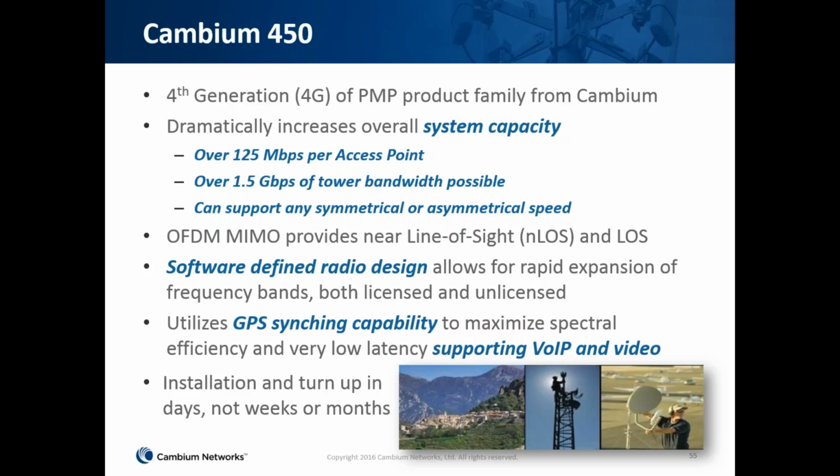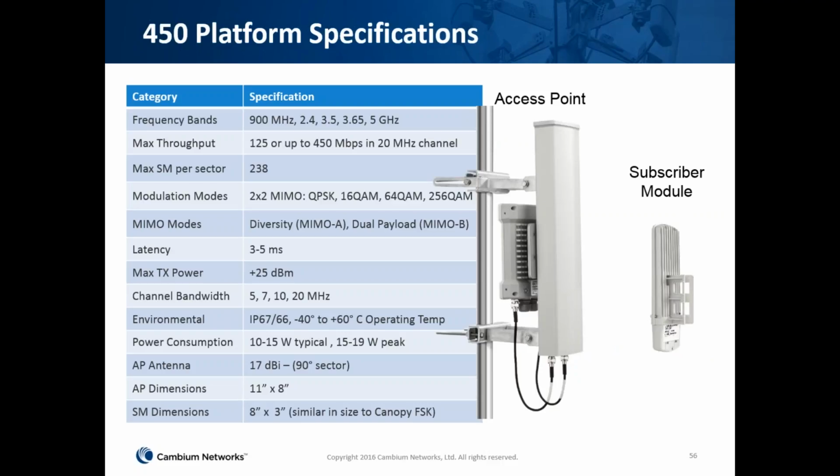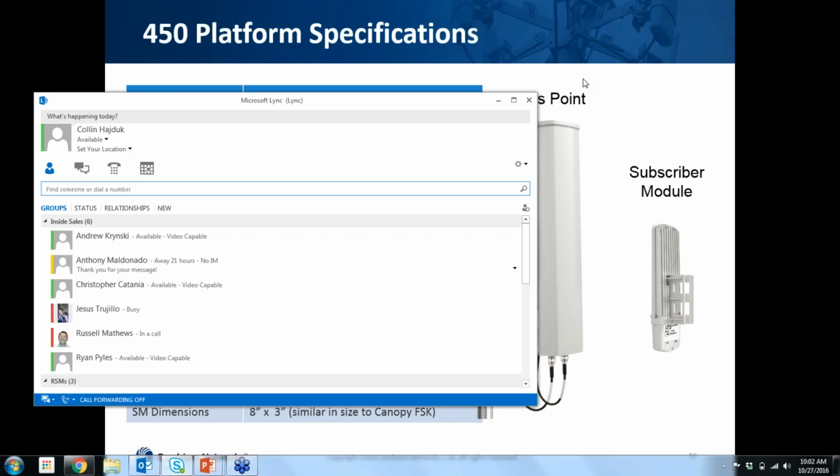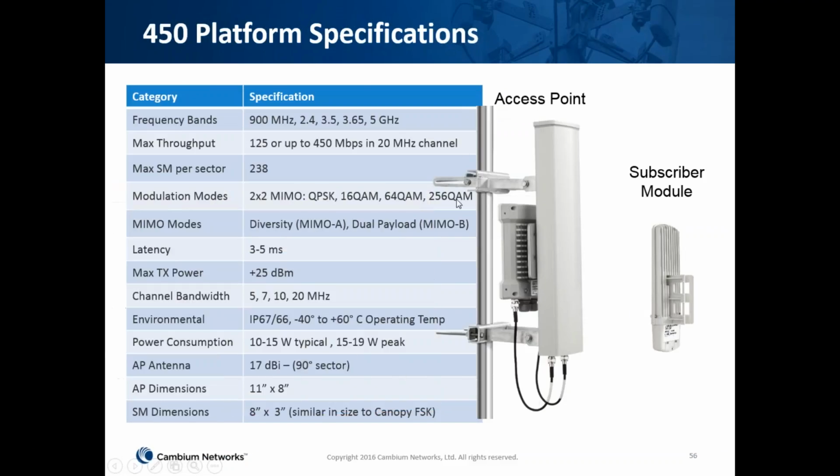Next slide. I apologize for going so fast. I want to be cognizant of your time here. You can see a little bit of information here on the 450: 900 megahertz, 2.4, 3.65, 5.1, 5.4, 5.8 gigahertz frequencies. Depending on how you configure it, it can operate and provide either 125 meg or up to 450 meg.